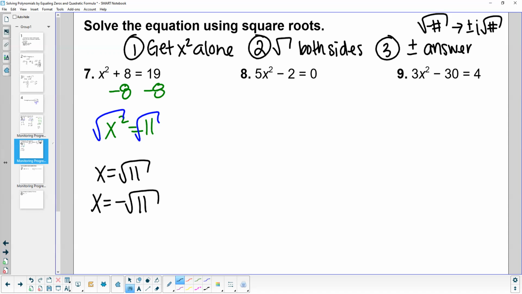Now, when you type that into your calculator, you're going to notice that it's 3 and some change, right? 3 point whatever. We don't want the point whatever. If it doesn't come out as a whole nice, pretty number, then just write square root of 11, right? There's no reason for us to use decimals here if we don't need to.